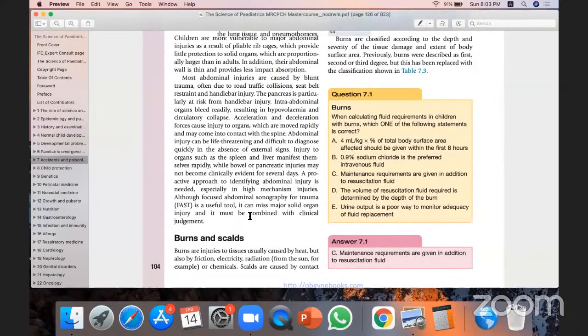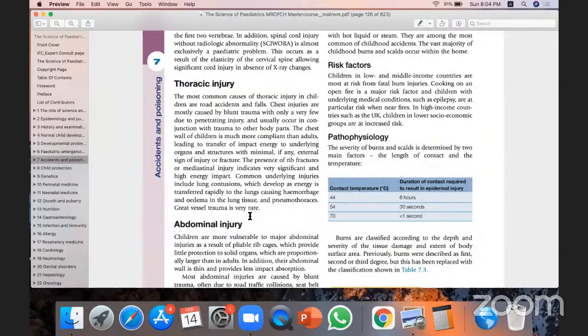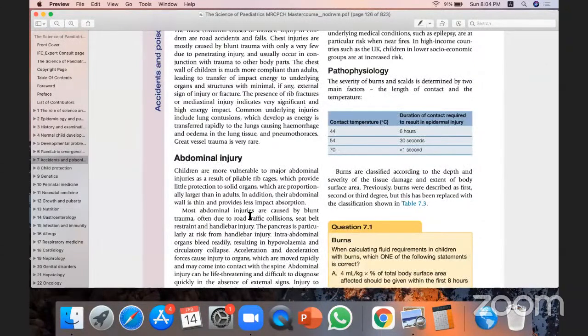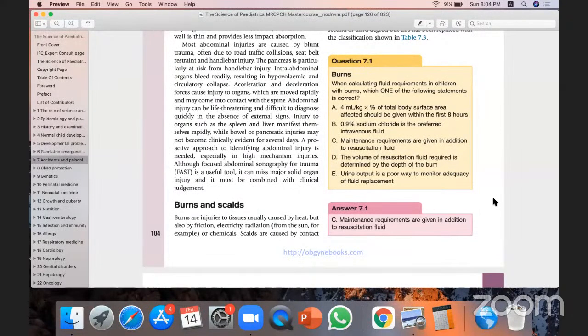Burn and scald are also very important. We already read many points in burn and scald. And remember, in any pediatric accident and emergency, we have to think about non-accidental injury. This is very important. We have to keep it in mind. Regarding the severity of burn, contact burn, if it is 6 hours, temperature 44, these things will not directly come in the exam, but you can read one time that if the contact burn is at a higher temperature, then less time is required for a full burn. Now this is obviously a very important question about burn.